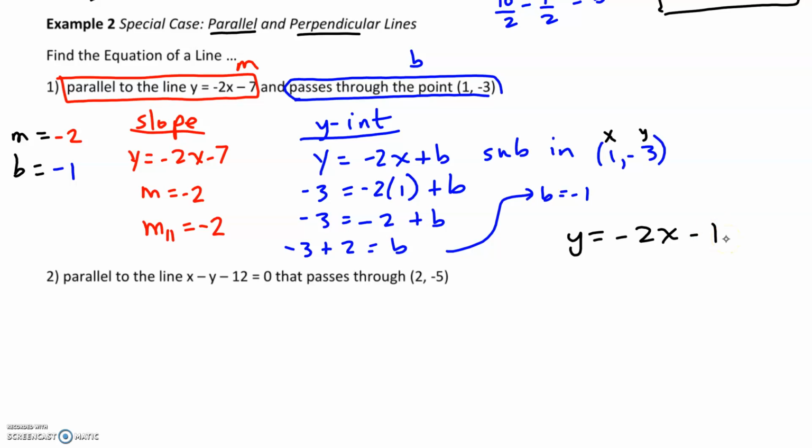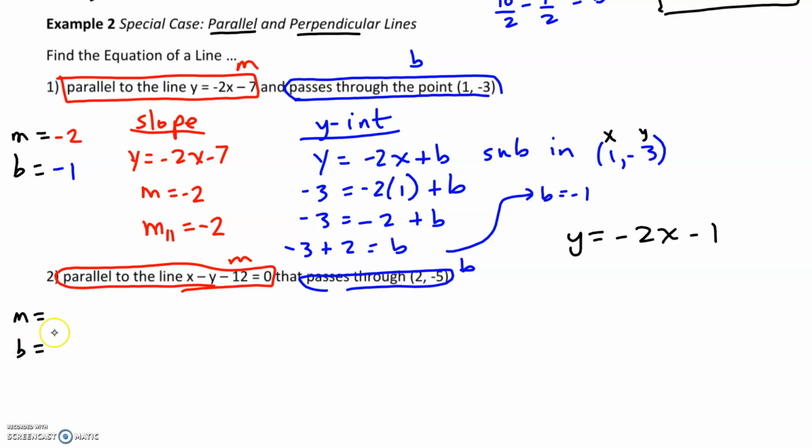Okay, so the second example says parallel to the line x minus y minus 12 equals 0. So that first part is going to help me find my m, and it passes through the point 2, -5. That is going to help me find my b. So we know to write the equation of a line, I need an m and I need a b value. And you always start by determining what your slope is first.